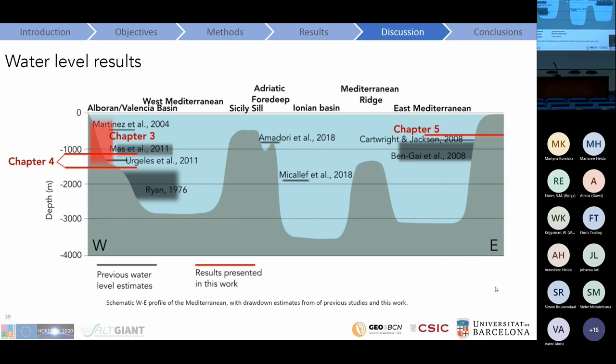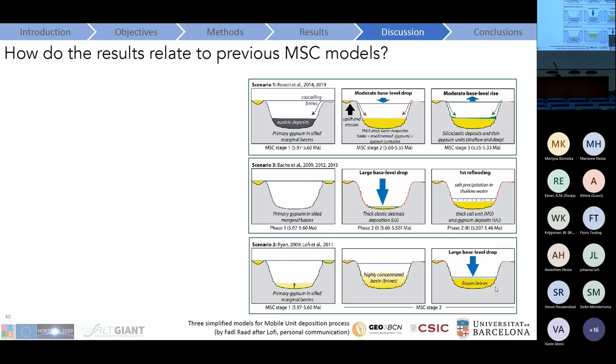And in addition, when we compare our results to previous models for the relation of the drawdown and the evaporite deposition, we can broadly categorize them as three different models. Either we have almost no drawdown and the deposition of halite in a deep brine layer; other scenarios where we have a large drawdown before the halite deposition and the deposition of clastics in the deep basin, where the halite would then be formed at low water level; or a third scenario where we have a high water level concentrated brine, and then during the water level drop, we form the entire halite volume.